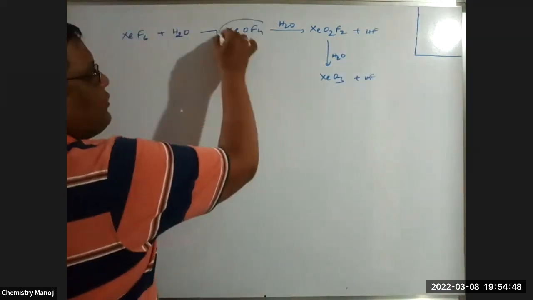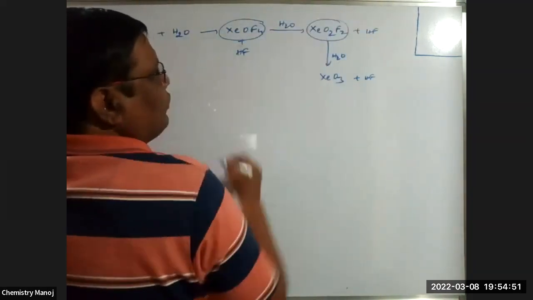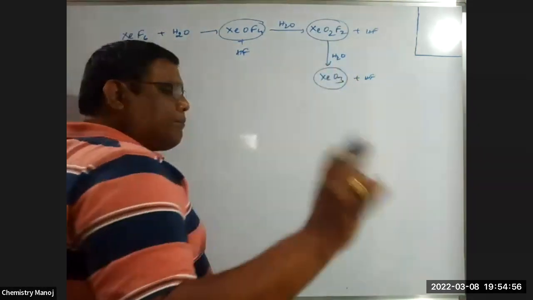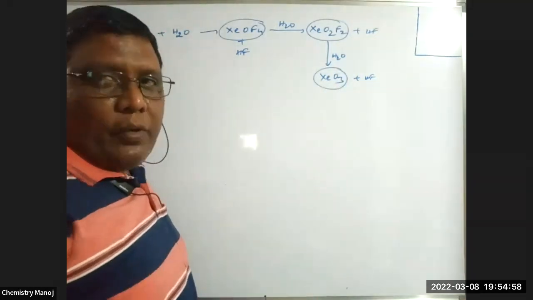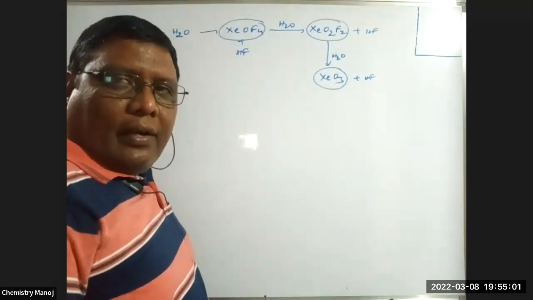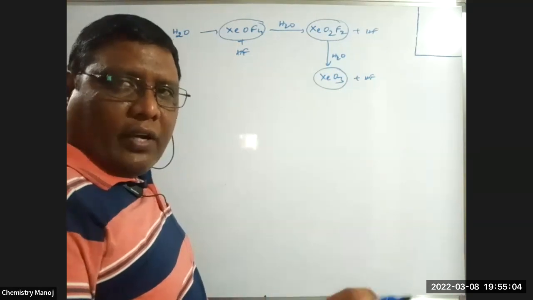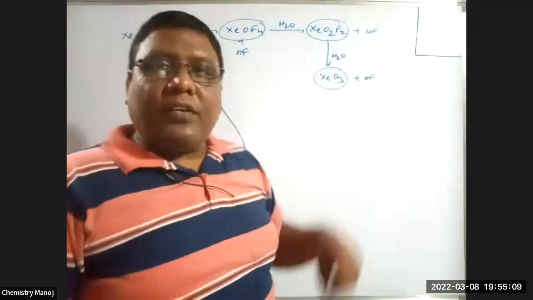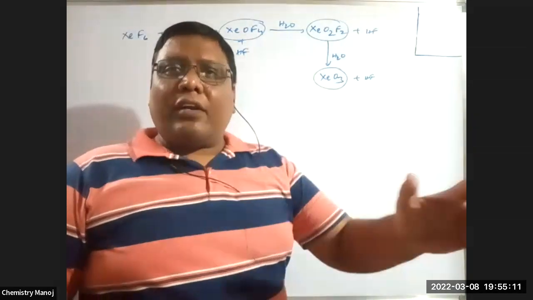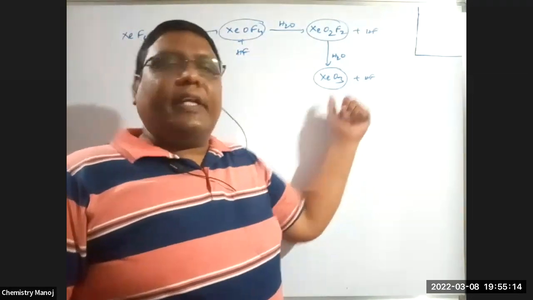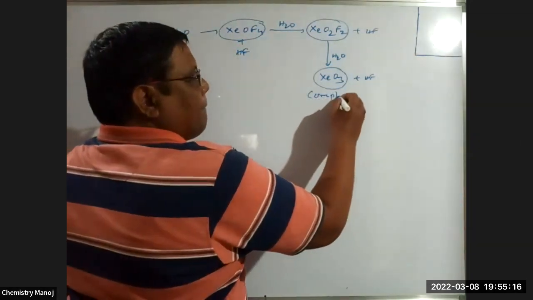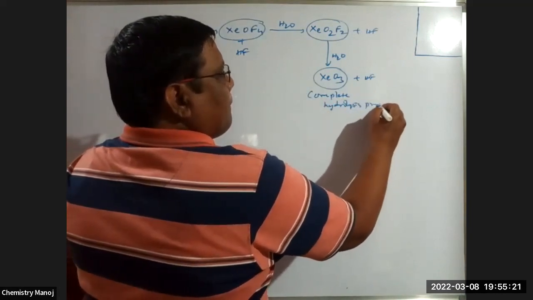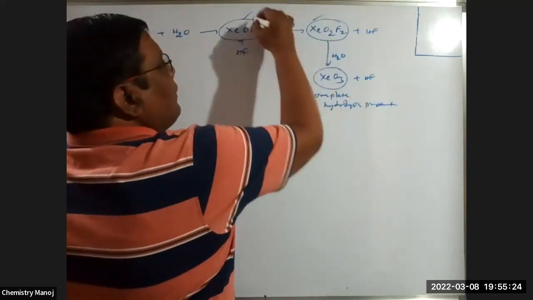So that means XeOF4 and XeO2F2 are the partial hydrolysis products, and XeO3 is the complete hydrolysis product. Very, very important. Which of the following are the hydrolysis products of XeF6? These three are the hydrolysis products along with HF. So complete hydrolysis of XeF6 gives XeO3. It is complete hydrolysis. These two are partial.